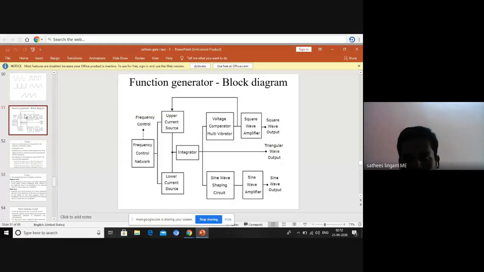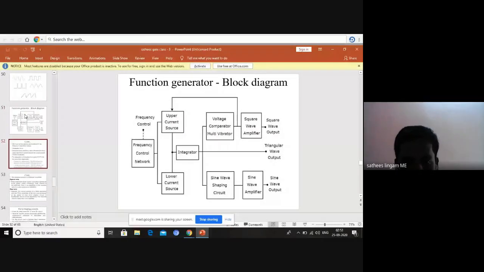Then the voltage comparator output is also given into the upper current source input. If you want to convert into a sine wave output, there is the sine wave shaping circuit. Normally the clipper, clamper, differentiator, integrator, everything we are using comes under the category of wave shaping circuits. Along with that we use a sine wave amplifier. So at last, on our output side, we have the sine wave output.